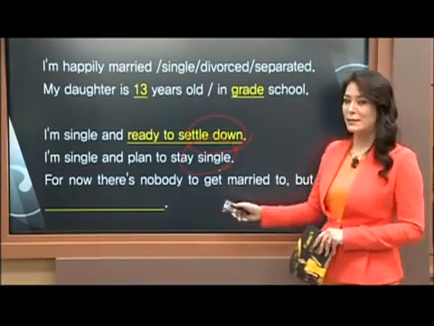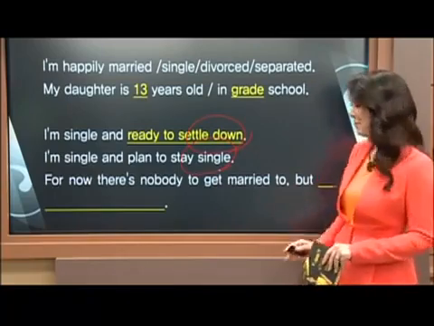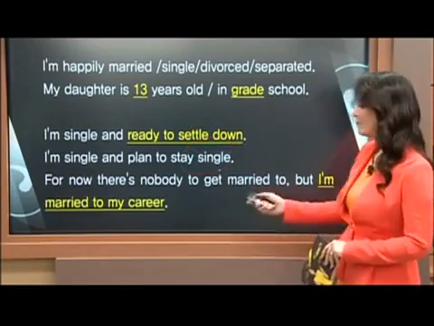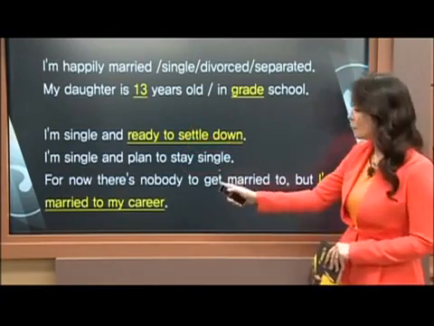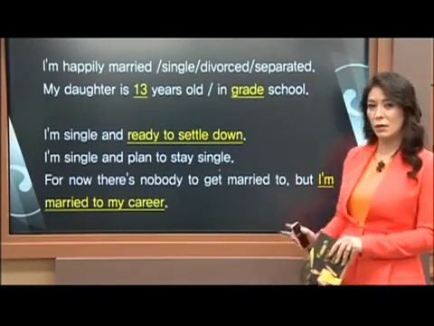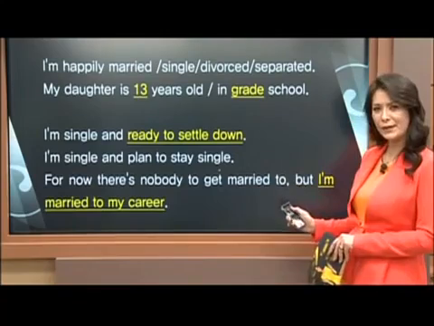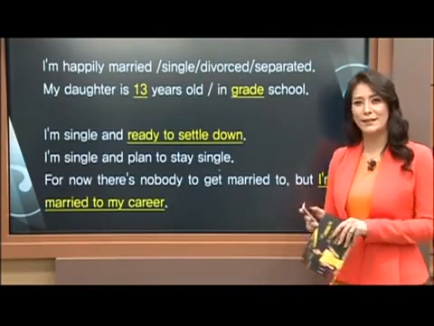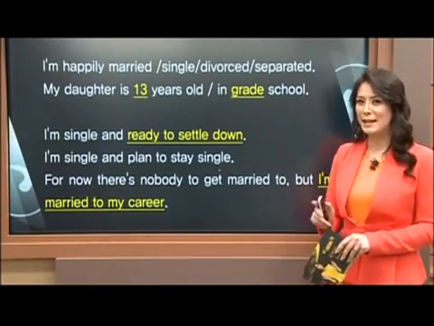Now, what about the last one? For now, there's nobody. 지금 현재는 아무도 없지만, 아무도 만나는 사람이 없지만, but I plan to get married. But well, I'm married to my career. So once again, for now, there's nobody to get married to. 지금 현재는 결혼할 사람이 없어요. But you're married to your career. 그만큼 일에 푹 빠져 있다. 일하고 결혼했다는 이야기를 하잖아요. You love your job, so you're not interested in getting married as of now.